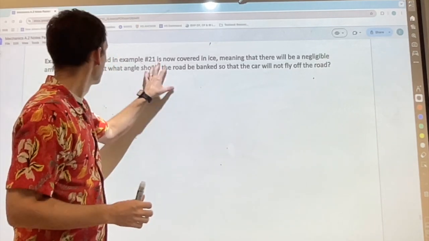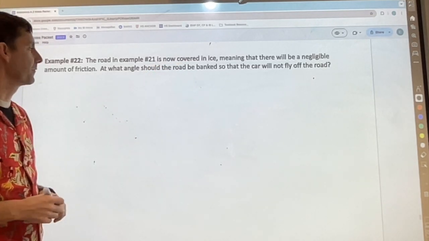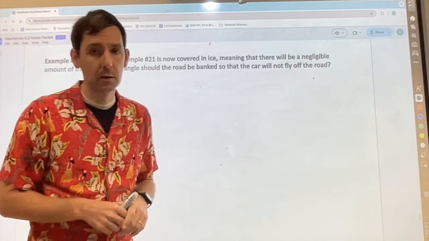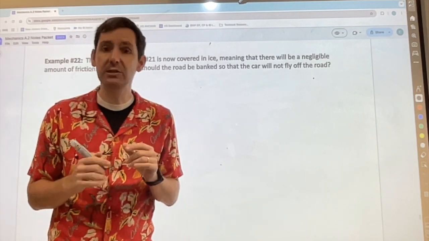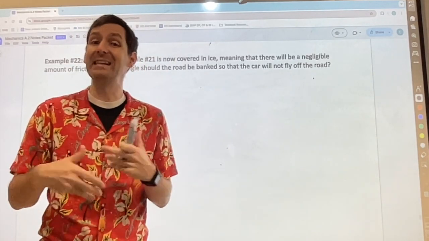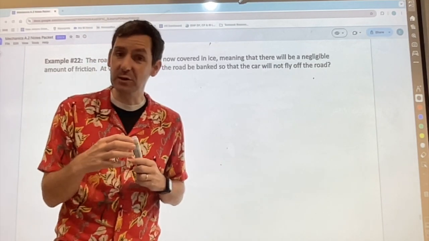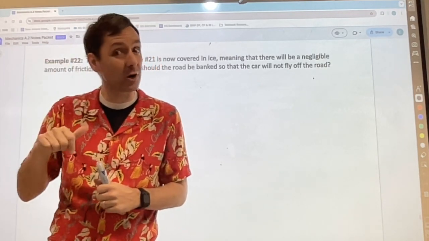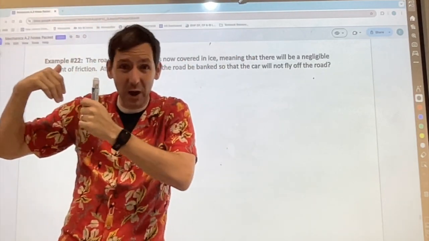All right? So the road in example 21 is now covered in ice, meaning that there will be a negligible amount of friction. At what angle should the road be banked so that the car will not fly off the road? And we did mention this in class. Right? We did talk about the fact that you could bank the road, and sometimes they bank the road because now it adds in some more force towards the center of the circle. And if you add more force towards the center of the circle, then you can go faster, right? The centripetal force equals mv squared over r.